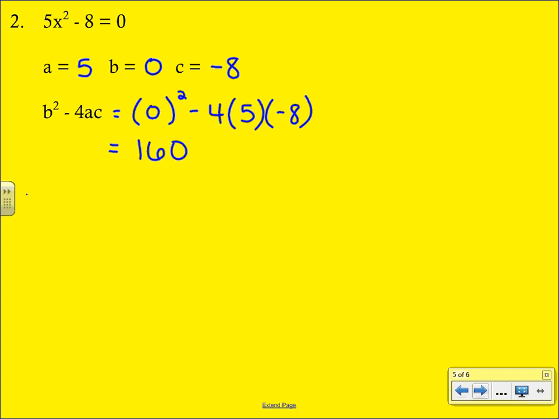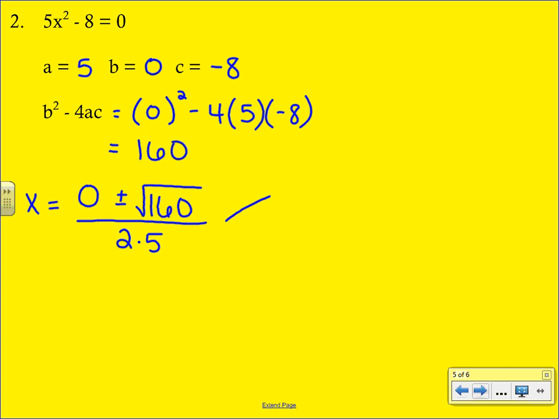We now take all the pieces and plug those into the quadratic formula. And again, we start with the opposite of B. But when we have 0, 0 is its own opposite, so we can just go ahead and write 0. Then we've got plus or minus the square root of 160 divided by 2 times 5, 2 times that A value. So now we're to the part where we're going to split the problem apart into the 2 cases.